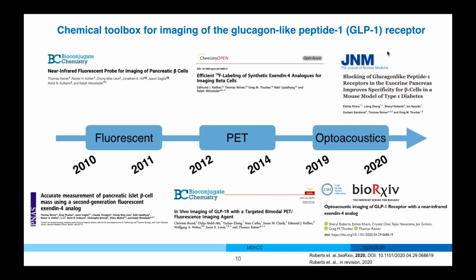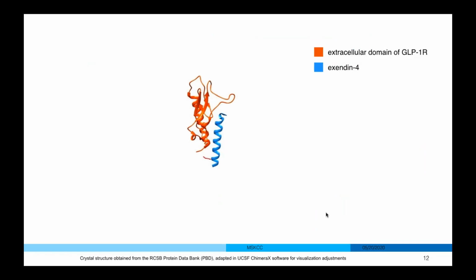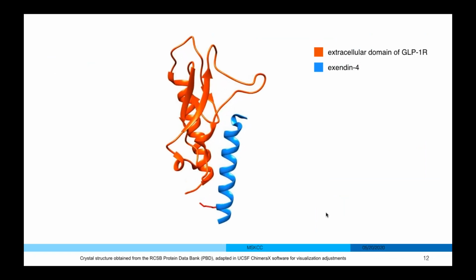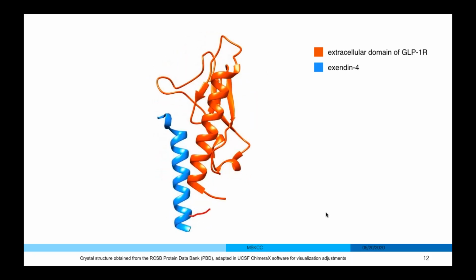And in more recent years, I have also developed new PET probes for indium-111. And more recently, we have moved on to optoacoustics as a tool, because, as I have mentioned before, it could be useful for the challenges that I mentioned. So today I'm going to talk specifically on those topics. Our favorite target for beta cell imaging is the glucagon-like peptide 1 receptor, as I have mentioned.